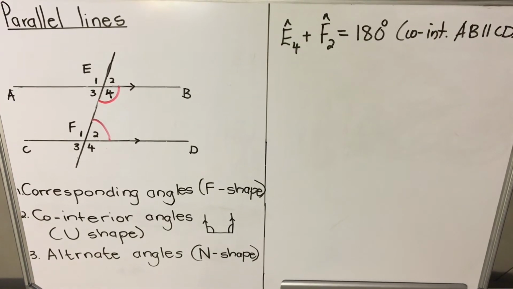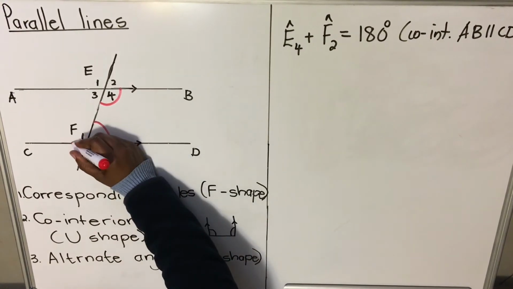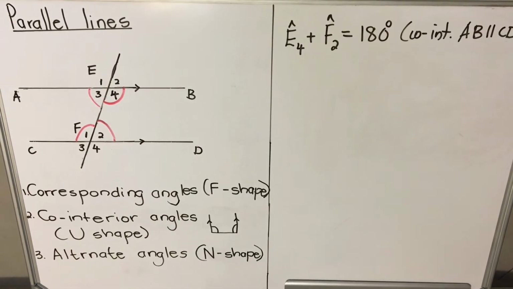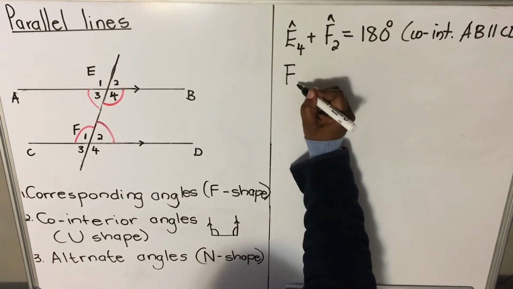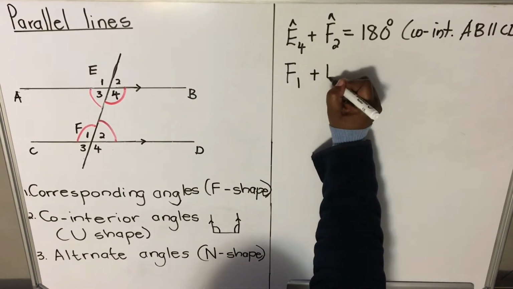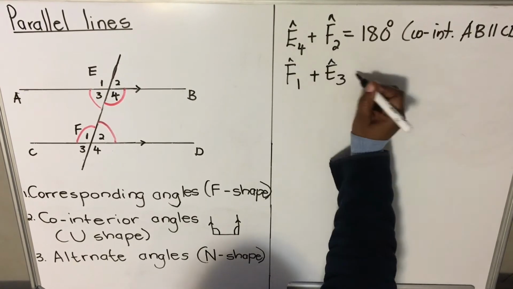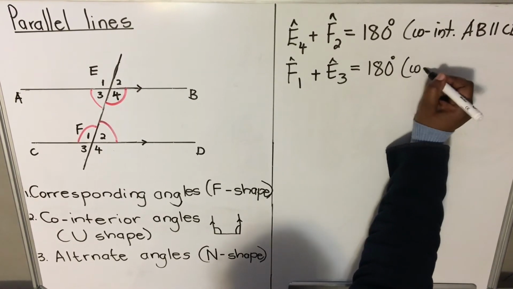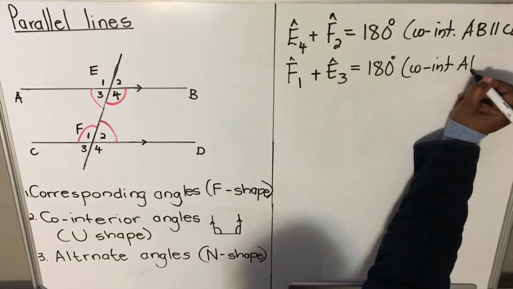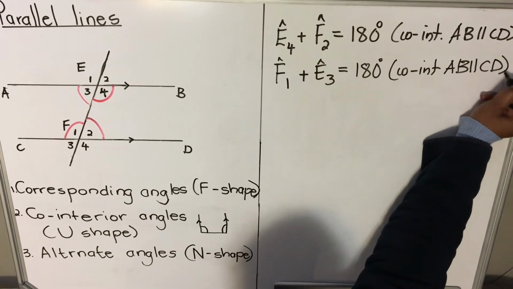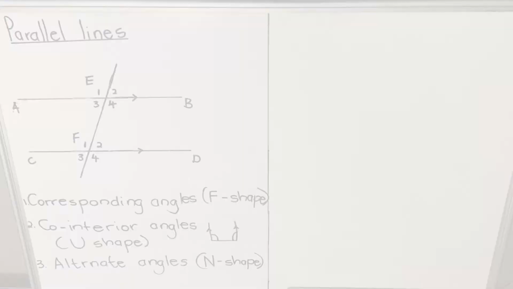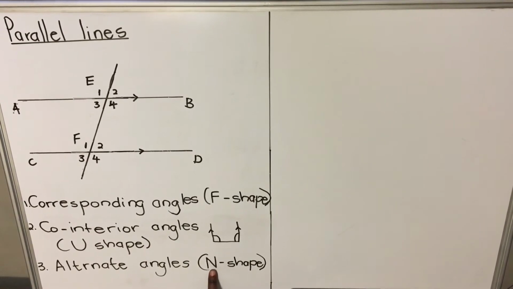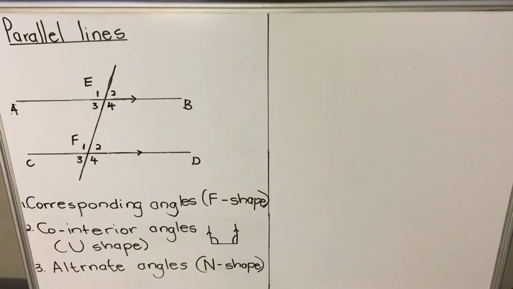The other co-interior angles are this one, F1 and E3. So F1 plus E3 are not equal, they are supplementary, meaning they add up to 180. Your reason: co-interior angles, AB parallel to CD. Right, let's look at the last one, alternate angles. The alternate angles form an N shape, or do you see this N can be written like this also.